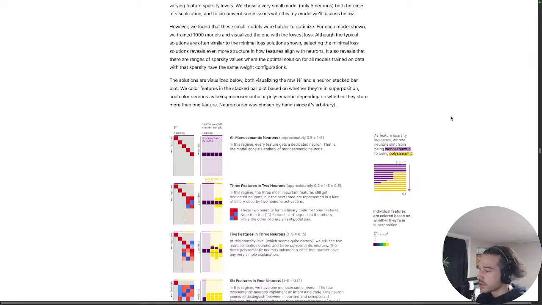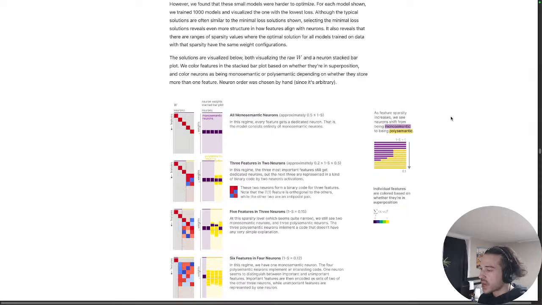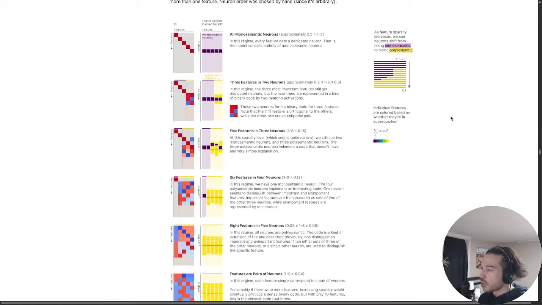5 features and 3 neurons. At this sparsity level, which seems quite narrow, just 1 minus s equals 0.15, we still see 2 monosemantic neurons and 3 polysemantic neurons. The 3 polysemantic neurons implement a code that doesn't have any very simple explanation.